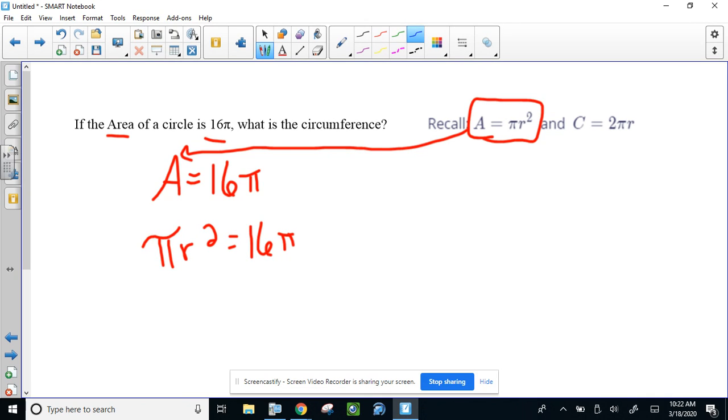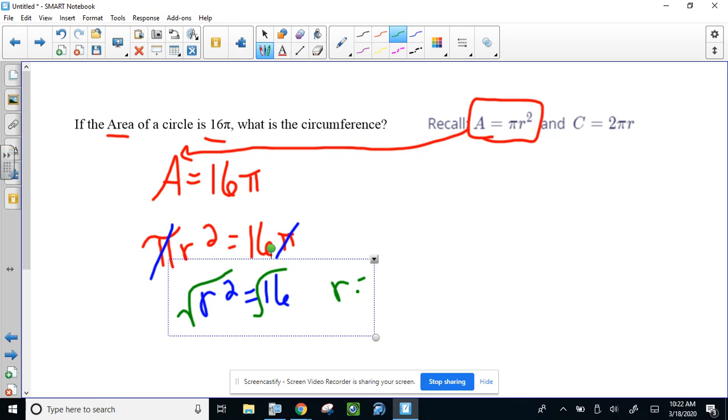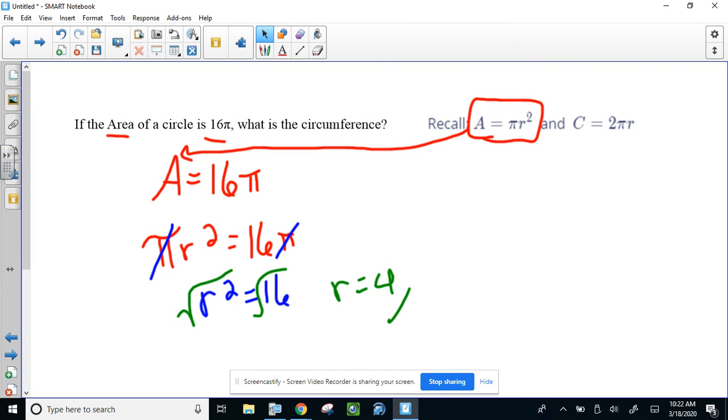Here again, just like before, there's a pi on both sides of the equation. If we divide by pi, they simply cancel each other out. So r squared is equal to 16. If we want to know what r is, we have to get rid of the square. So what times what makes 16, or take the square root of both sides, so our radius would be 4. Okay, that's a big check. We need to know what the radius is.